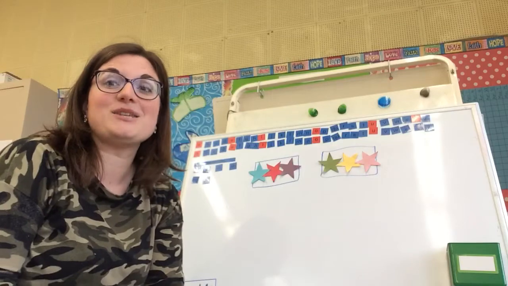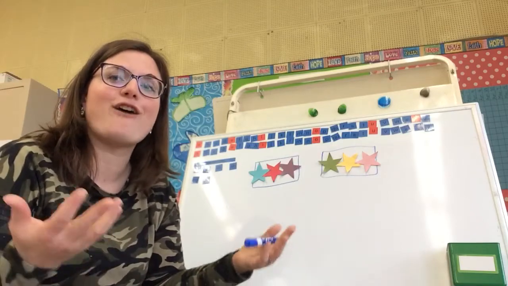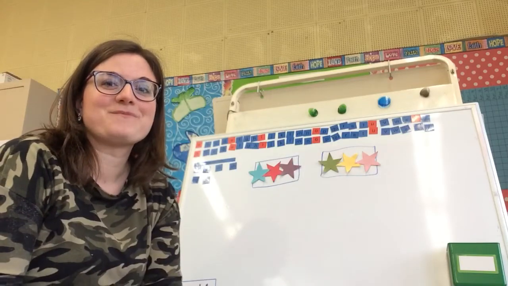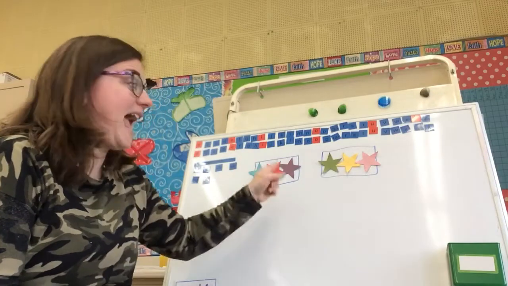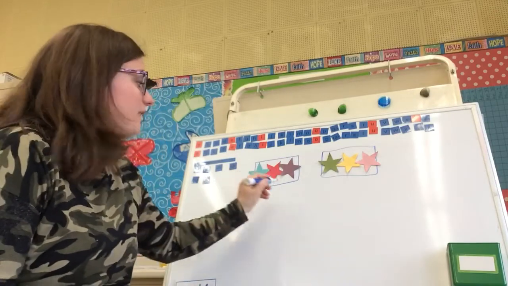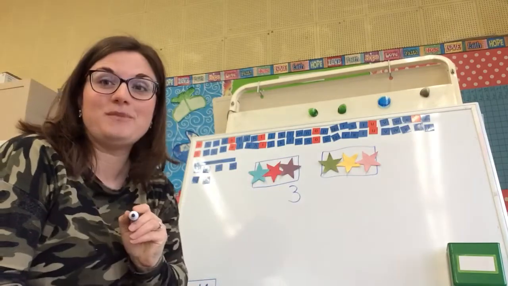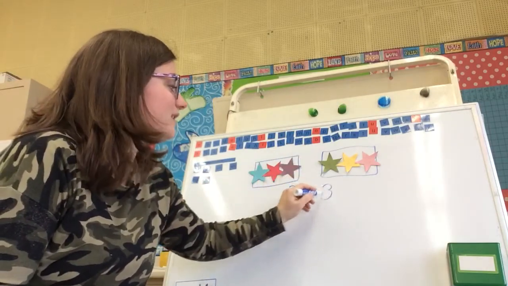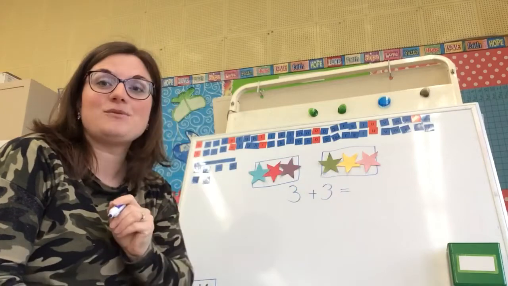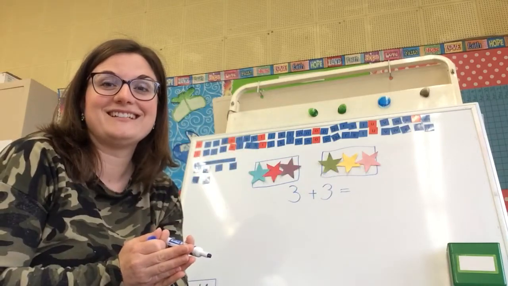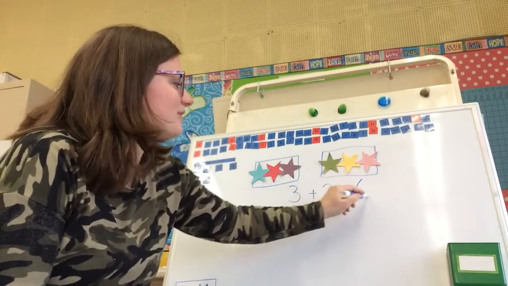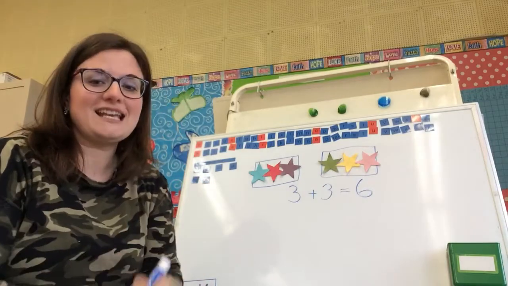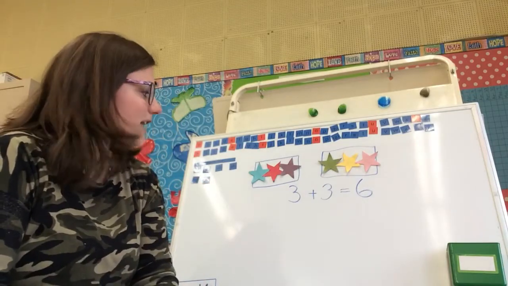Now, if I were to ask you, how many stars do we have all together? Well, you could count them, right? So we have 3 in this group plus 3 in this group equals, how many do I have all together? 6. Great. So we have 6 stars all together.